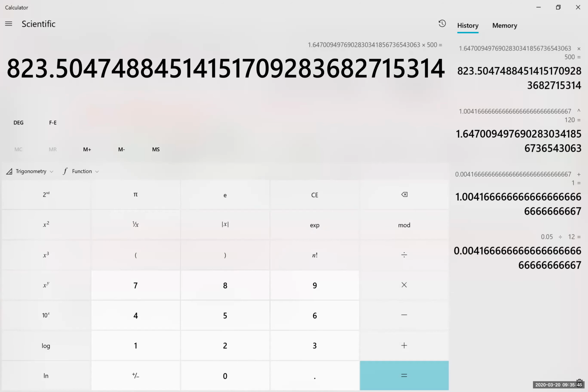And what you see is the answer, which is $823.50. You can truncate everything after the penny, so you can say the answer is $823.50. I hope you get that. This wasn't too bad. The next problems will be a little more complicated.